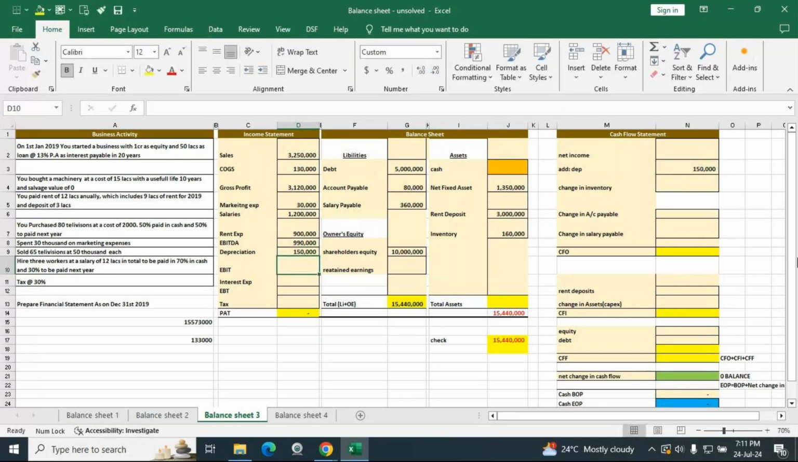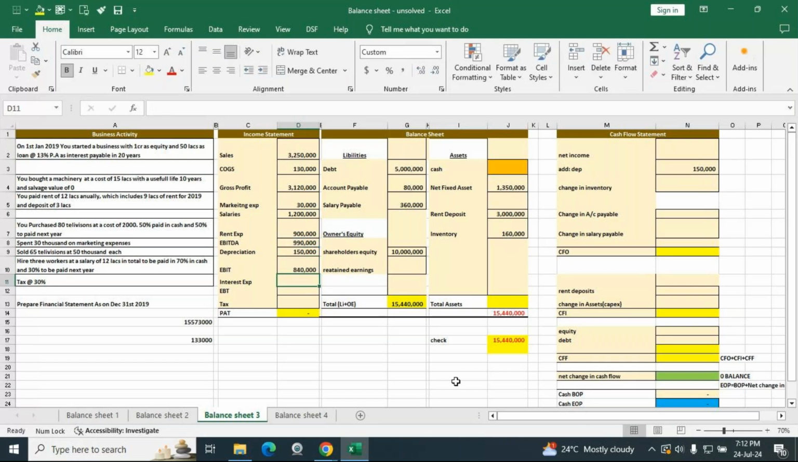So depreciation, how did I calculate? 15 lakh divided by 10 years. Okay, so now I have got my depreciation value. Now earnings before income tax equals EBITDA minus depreciation.